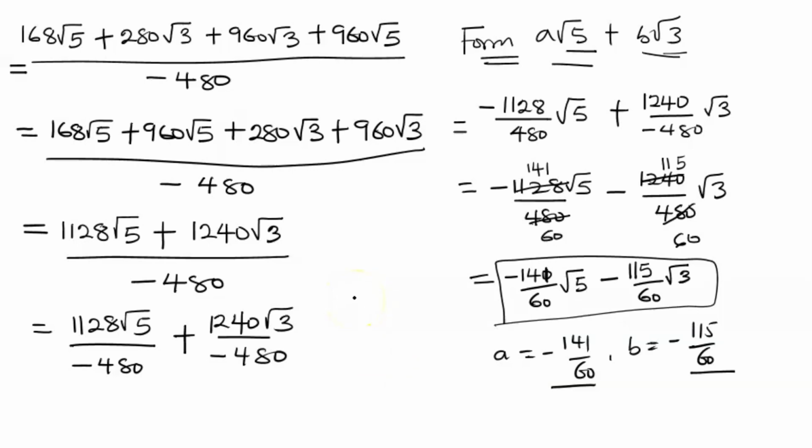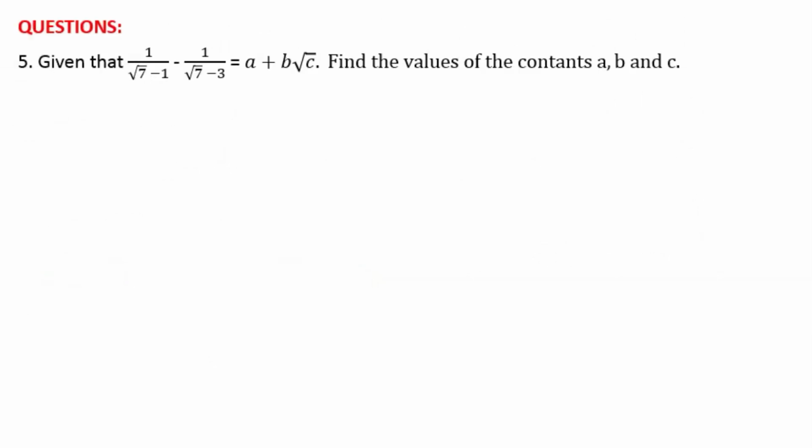Let's take another one. Let's look at another one very quickly. Look at this. This is question 5. Here it says it is equal to A plus B root C. Find the values of the constants A, B, and C. Simply saying, this is another way to ask us to rationalize, but this is in a fraction form.